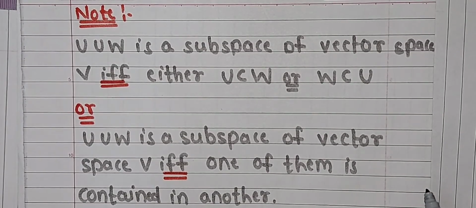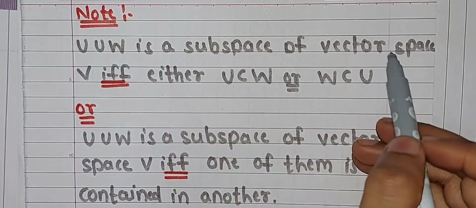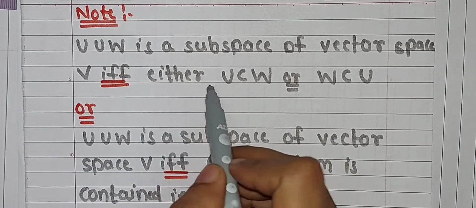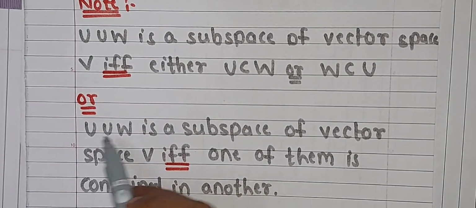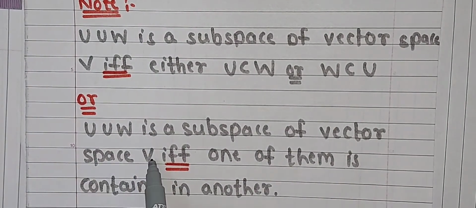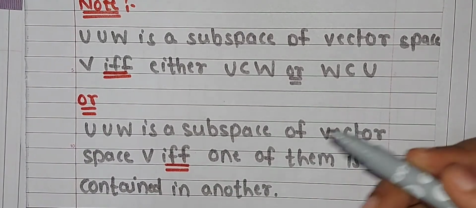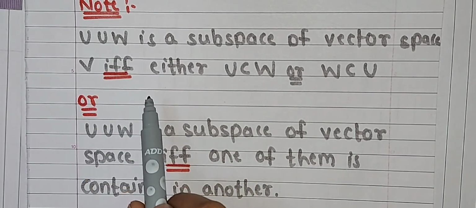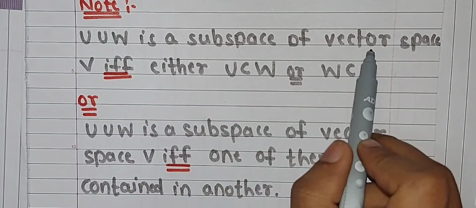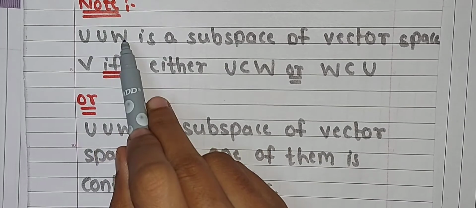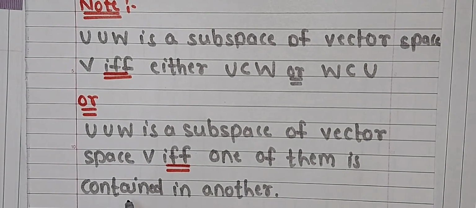Now consider the next note: the above condition is true only when U union W is a subspace of vector space V if and only if either U is contained in W or W is contained in U. This statement can also be written as: U union W is a subspace of vector space V if and only if one of them is contained in the other. So what is its meaning? We saw above that the union of two subspaces need not be a subspace. But now it says the union will be a subspace of the vector space when U contains W or W contains U. And that is the meaning: one of them is contained in the other.